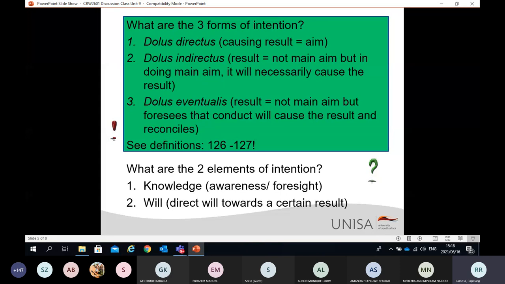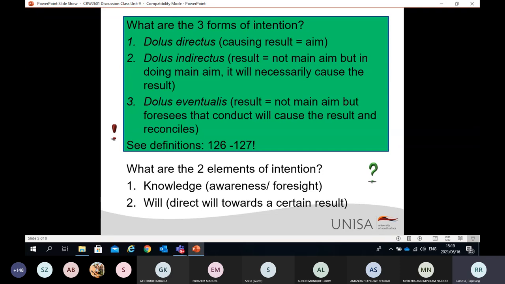Any form of intention that is established will be sufficient. So there are no crimes, for example, that specifically require direct intention, whereas other crimes require dolus eventualis. As long as a crime requires intention, it does not matter which form is proved. Let us start first with the concept of direct intention.